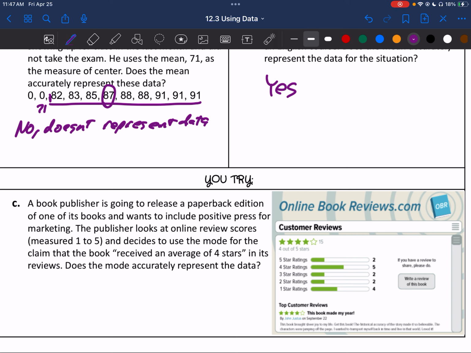I would say no. There are more less than 4 stars. So we've got 8 people below 4 stars, 5 at 4 stars, and 2 above. So more than half of your data is below the claim that you're making, that it received an average of 4 stars. So I would say it's not a great claim, especially given the spread of data that you see there.